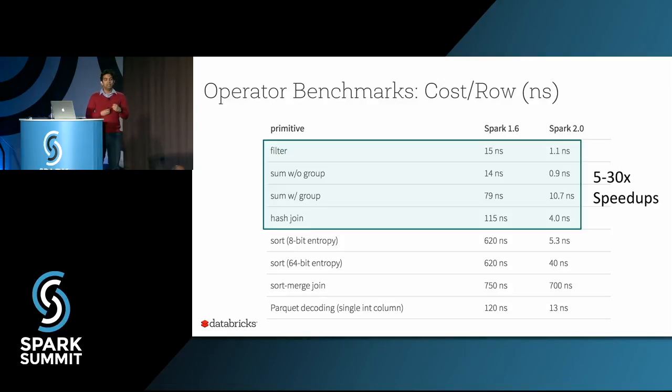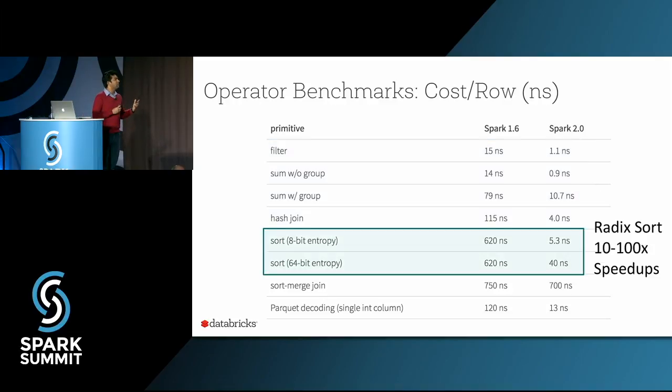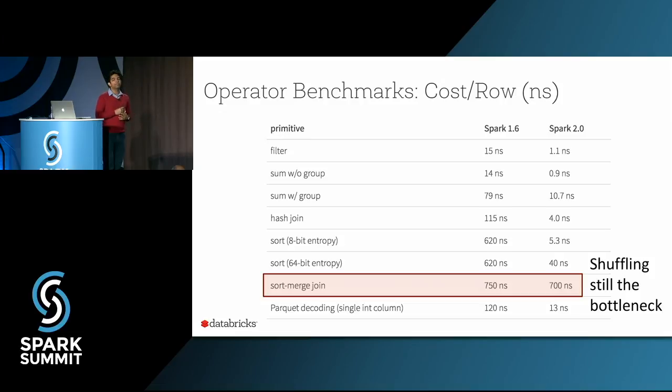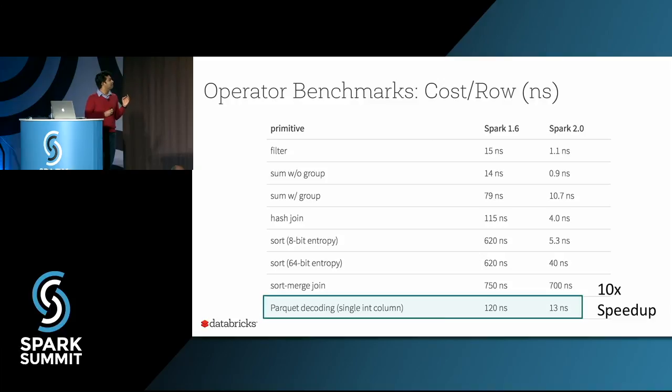So as you can see from the slides, for a lot of these operators, filters, aggregates, hash joins, we were able to obtain around 5 to 30 times speedups between Spark 1.6 and 2.0. For things like sort, we were able to implement radix sort algorithms that gave us around 10 to 100 times speedups between these 2 versions of Spark. For things like sort merge join, shuffle still remains the bottleneck, and we'll continue to work on mitigating this bottleneck. But for now, we don't see a massive speedup in these cases. And finally, for things like Parquet decoding, or reading Parquet data, we were again able to get speedups of about 10 times because of a custom Parquet vectorized reader implementation in Spark.